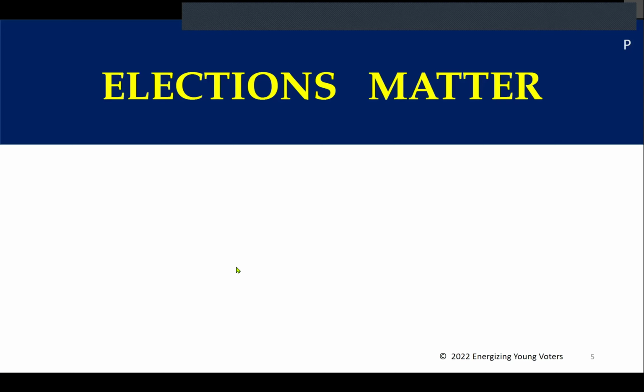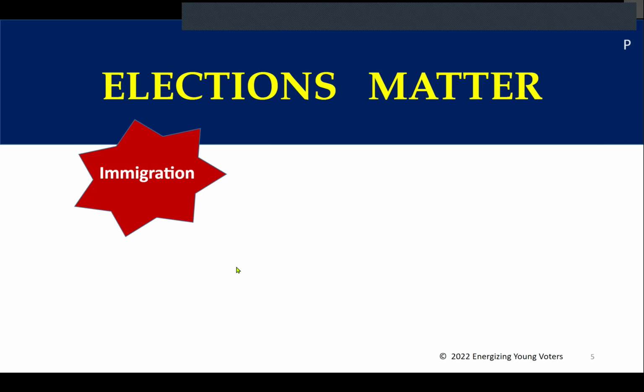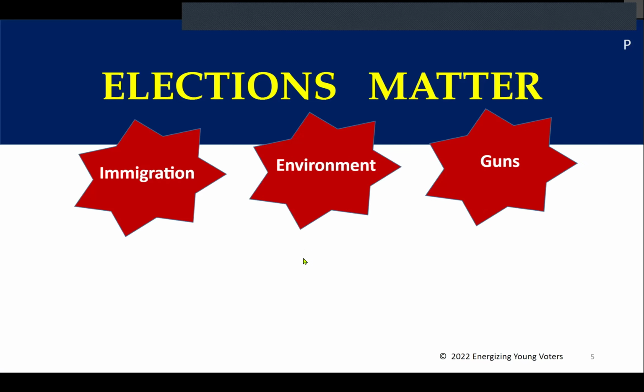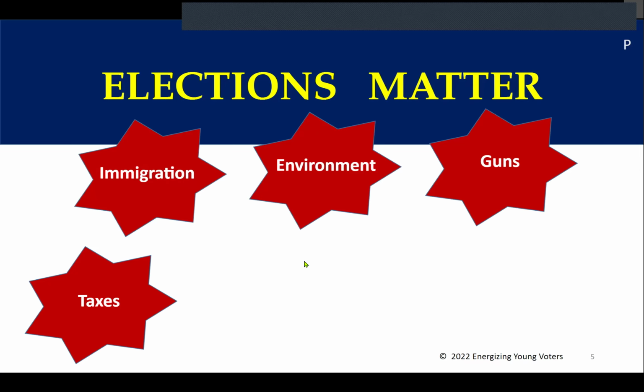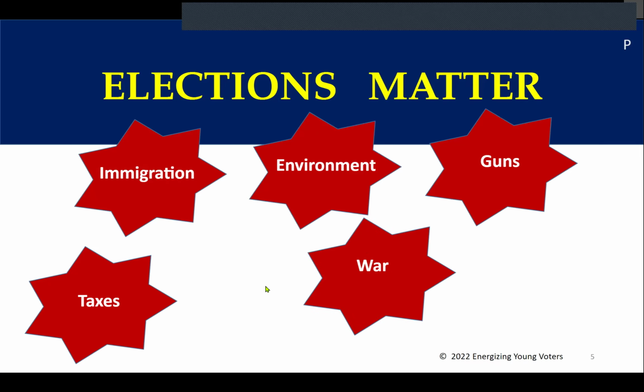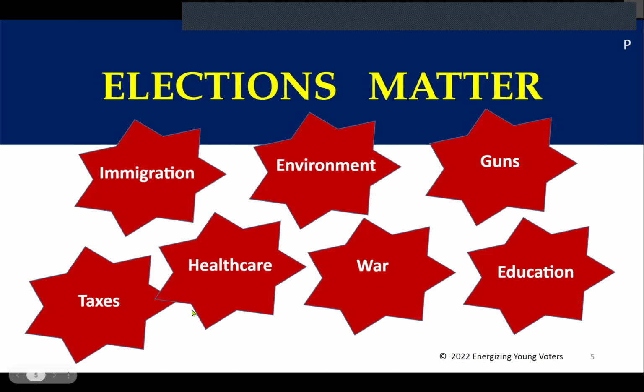Now, elections matter. Why? Well, because there are issues that are important to address in our country. It doesn't matter which side you're on, but we've got to address immigration, things like the environment, guns. This is the slide I was talking about before. Taxes, war, healthcare, education, and there's more. There are many more issues. And the people that we vote for are the people who are going to be making the decisions about those. They're going to be making the laws that will impact how things change in the future.